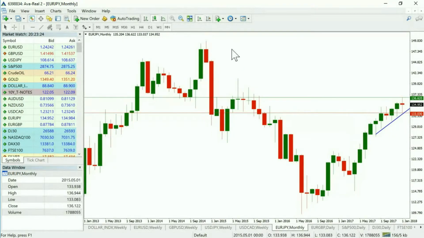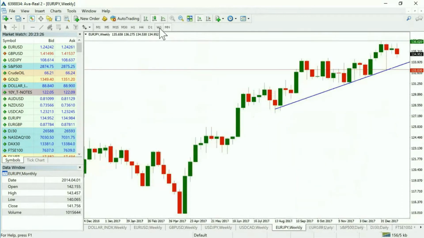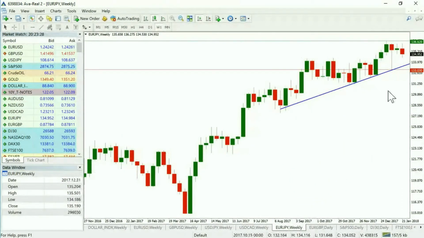Okay, so that is the euro yen. So we're working with those levels. The level to the upside is 136.62 and the level to the downside is 133.03. So a larger range than normal, but for very, very good reason.